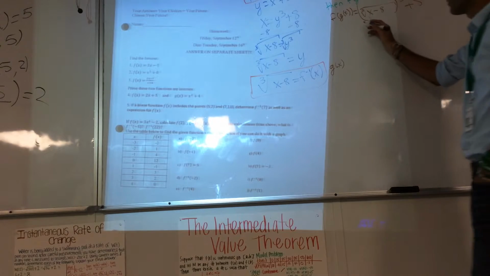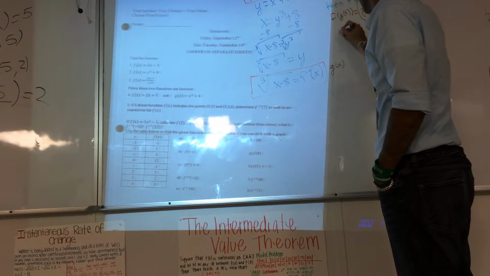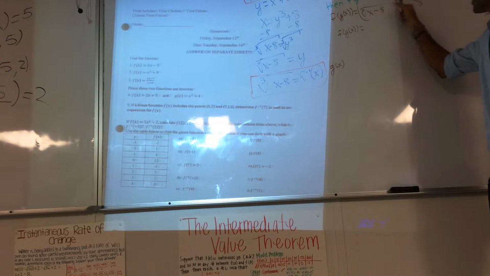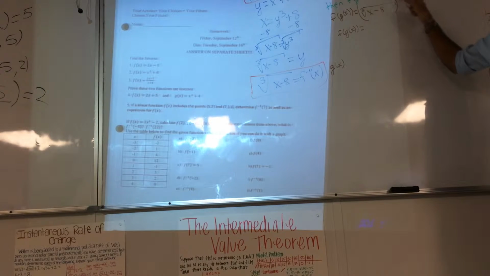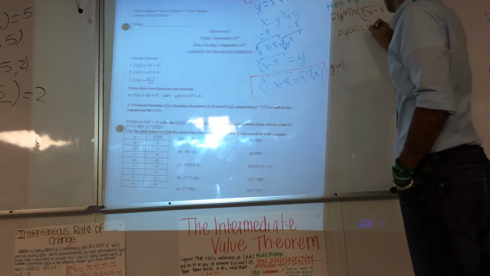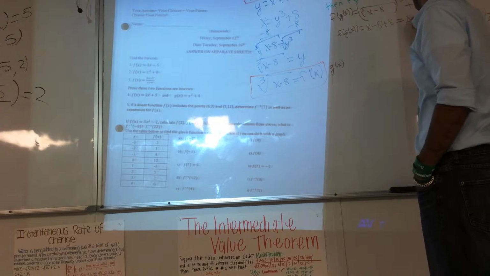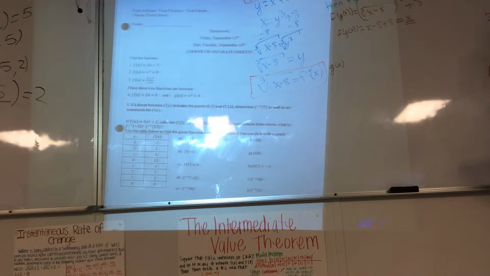Let's solve this out. F of g of x equals this. This cube root and the cubed go away. So I have x minus 8 plus 8, which just equals x. That's exactly what we wanted, because we wanted f of g of x to equal x.